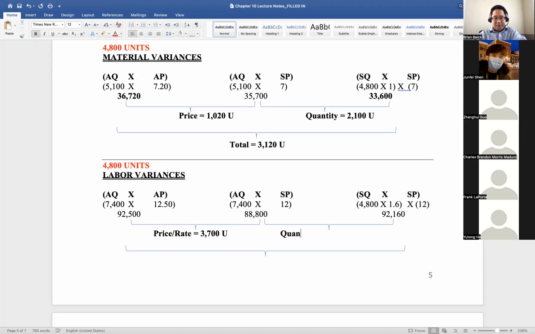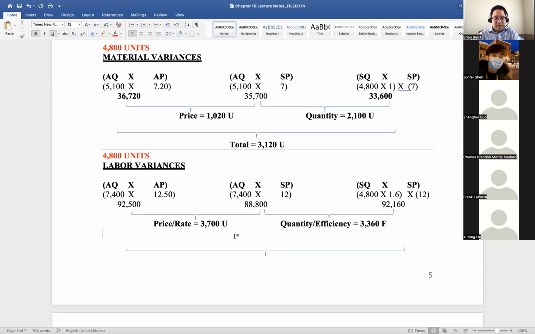This is called the quantity variance. For labor, they also call it the efficiency variance. You take your pick, whichever one you want to call it. But always do the math left to right. So 88,800 minus 92,160. That's a negative number. Don't ever put a negative sign. Just put the number and a letter. So 3,360. I said it was a negative number, so put F.